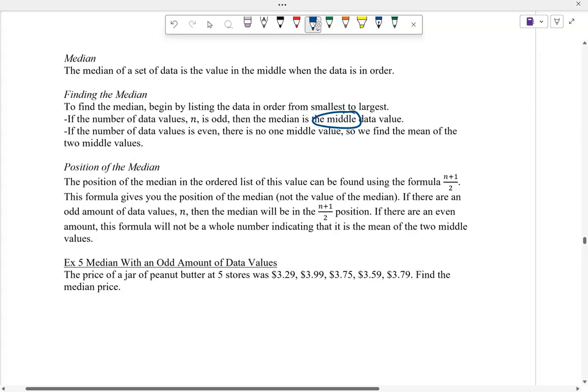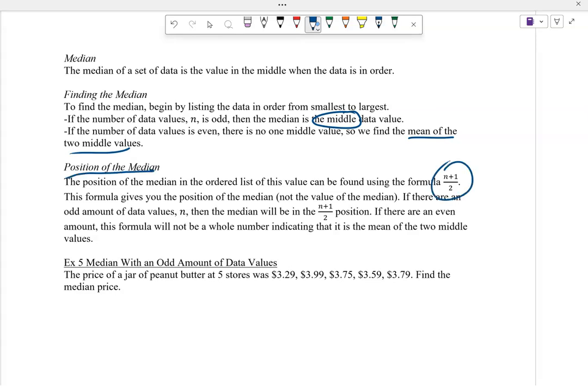There'll be one middle number. If there's an even amount, there is no one middle value. There's two in the middle, and so you find the mean of those two middle values. And that's your median. And where is the position? The position of the median is the (n plus 1) divided by 2.